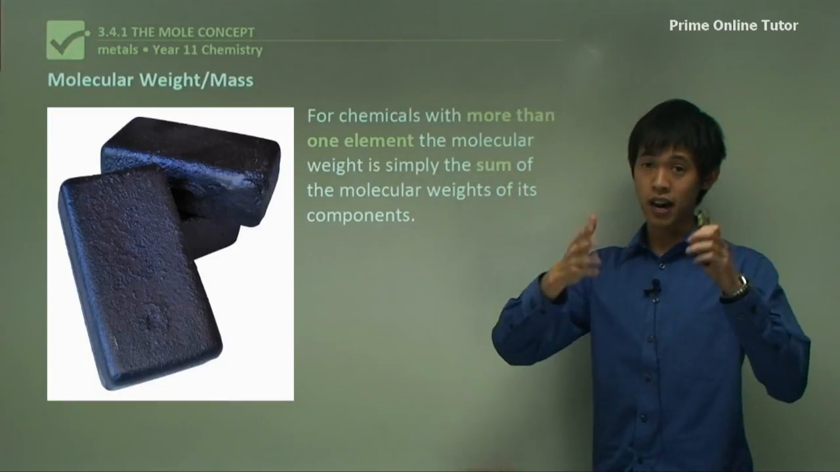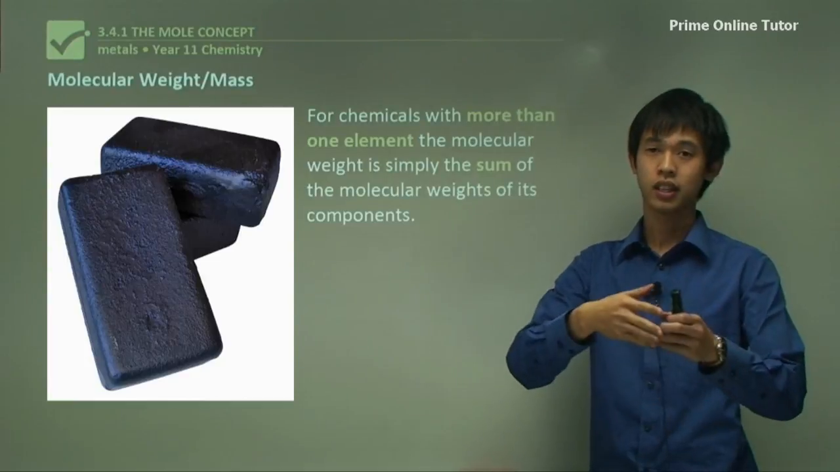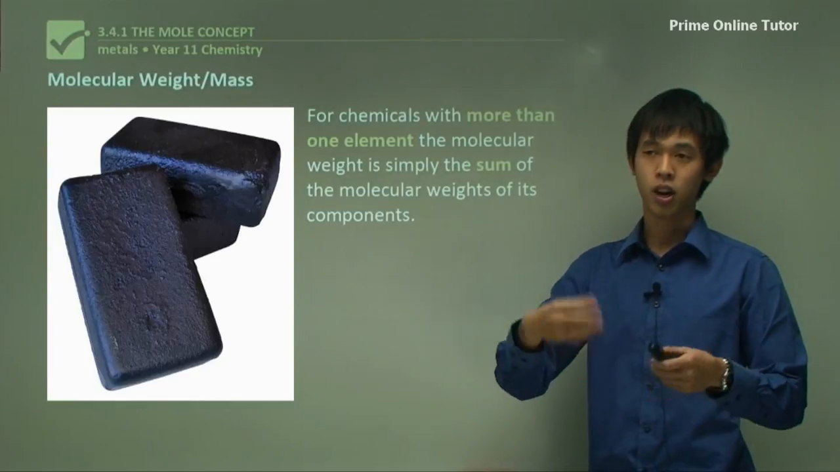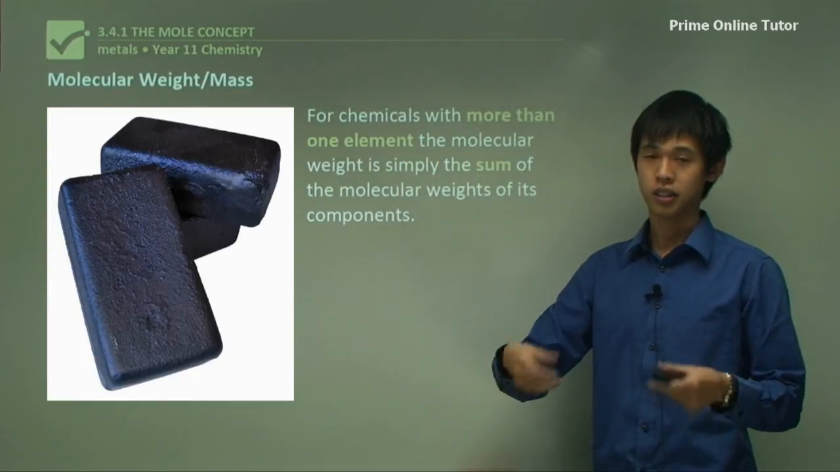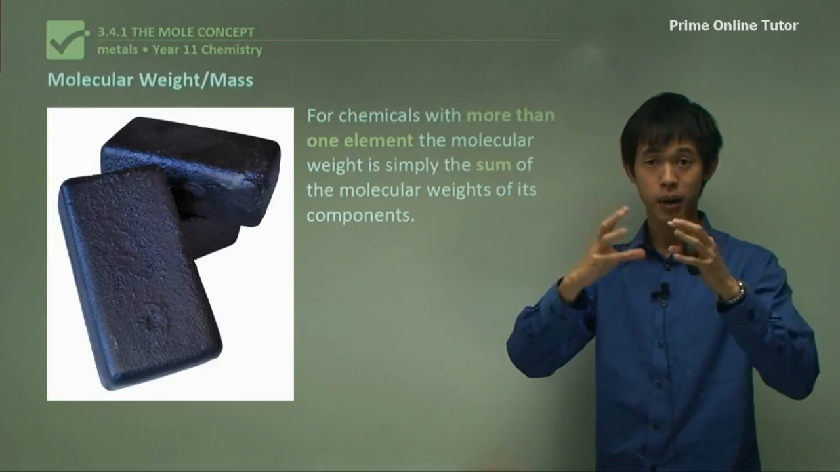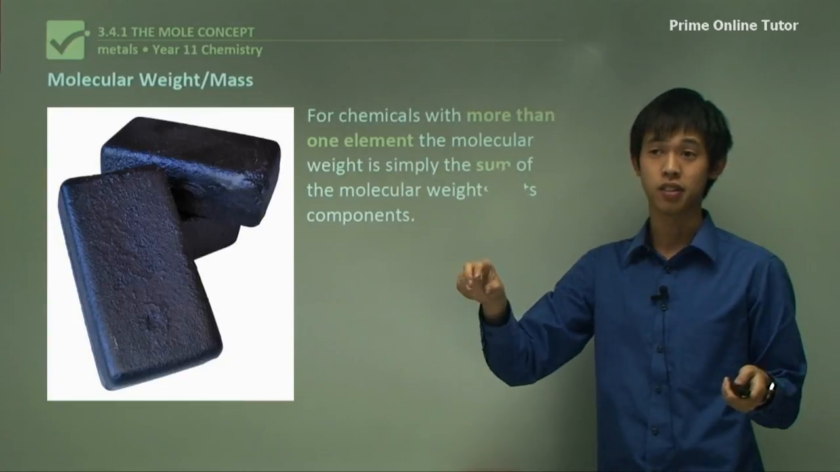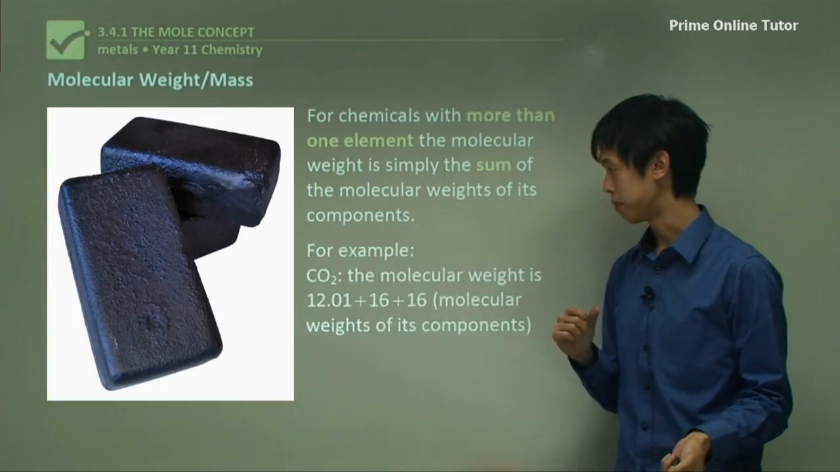each part of that chemical has a molecular weight. So hydrogen weighs X amount, carbon weighs X amount, or oxygen weighs X amount, or different amounts. So the molecular weight of the combined chemical is just the sum of each of those molecular weights of each part. So here's an example.